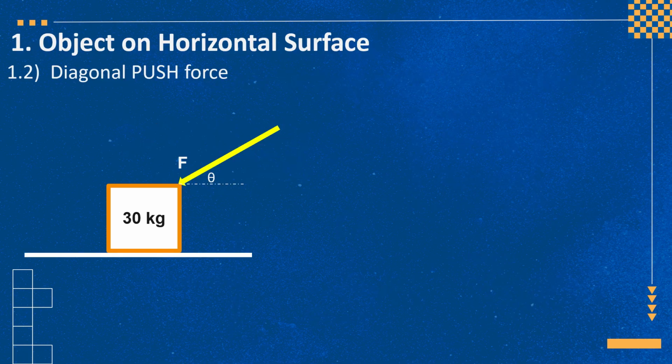The next scenario is the object is still on a horizontal surface, but now you have a diagonal push force. So remember, on one of the first slides, we said that the three factors determining your normal force are mass, g, the gravitational field strength, and then any diagonal forces with perpendicular components, which will have an influence on the normal force. So we need to look at examples like this. This is our second scenario.